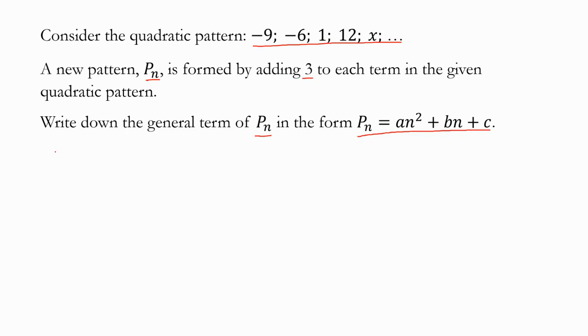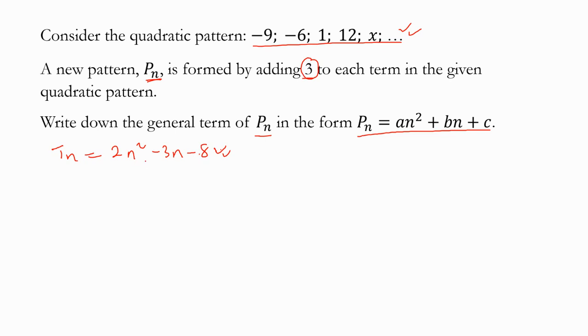Right, we found that our Tn is equal to 2n squared minus 3n minus 8 in the previous question, isn't it? That is for this pattern. So now we're adding 3 to every term to get Pn. So this is the general term. It represents every term in the pattern. This equation represents every term in the pattern.